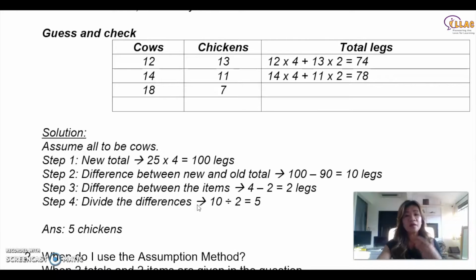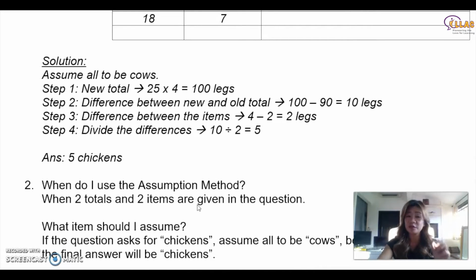Okay, so how would you do the assumption method then? Assume all to be one item. So just now you have cows and chickens. The assumption method is simple because you just assume all to be one thing first. What you want it to be is always the opposite of what the question is asking for. If the question is asking for cows, you assume all to be chickens. If the question is asking for chickens, you assume all to be cows. Why do that? Because then you will be able to find the difference between the totals.